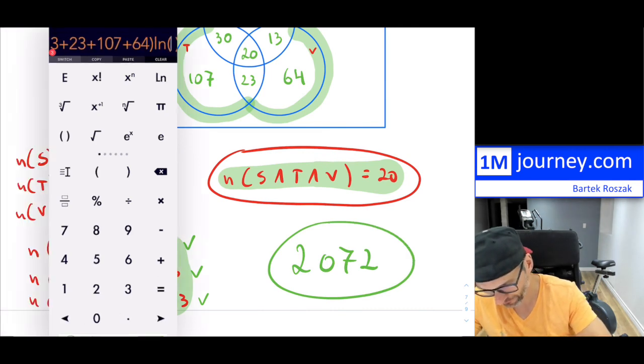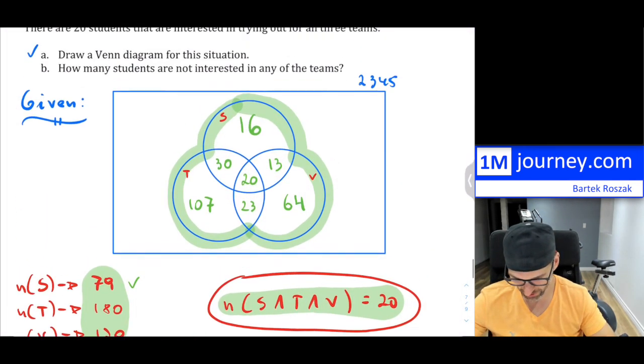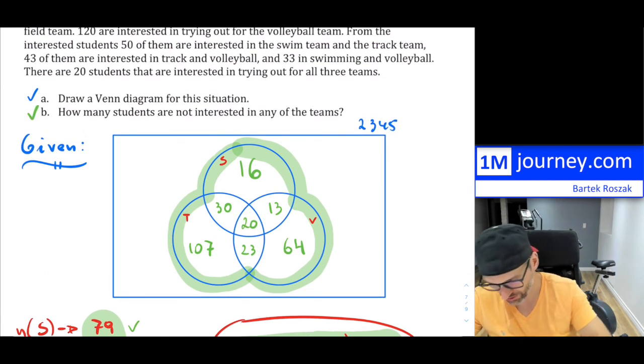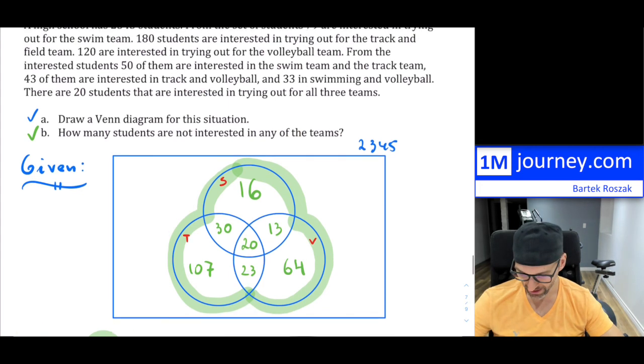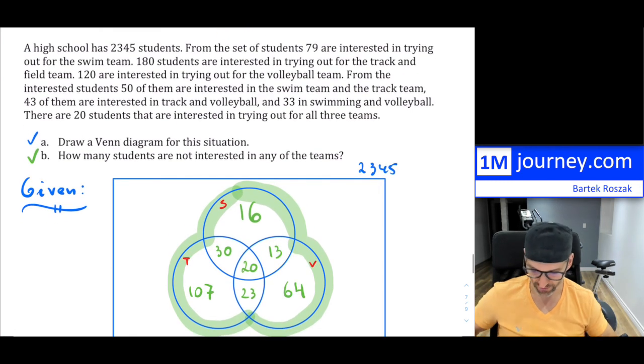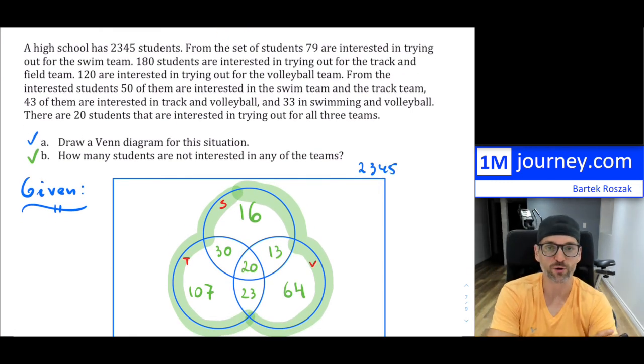Okay, so there you have it. So that would have answered this one. How many students are not interested in any of the teams? And then you can add them up if you wanted to know how many students are just interested in at least one team. Okay. All right, so that's a nice example of another Venn diagram for you.